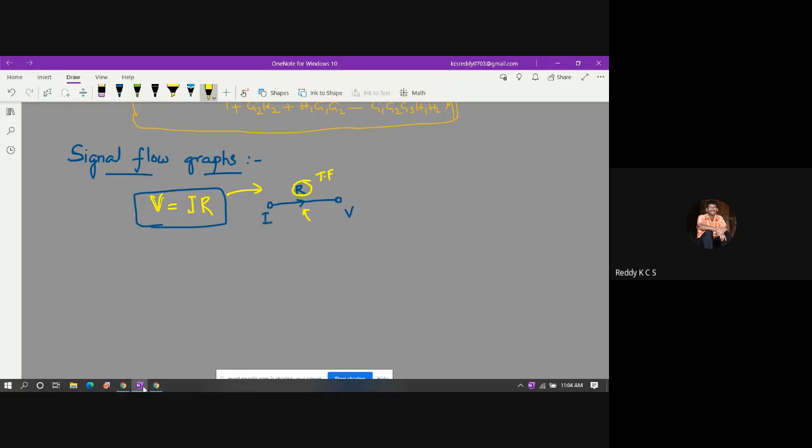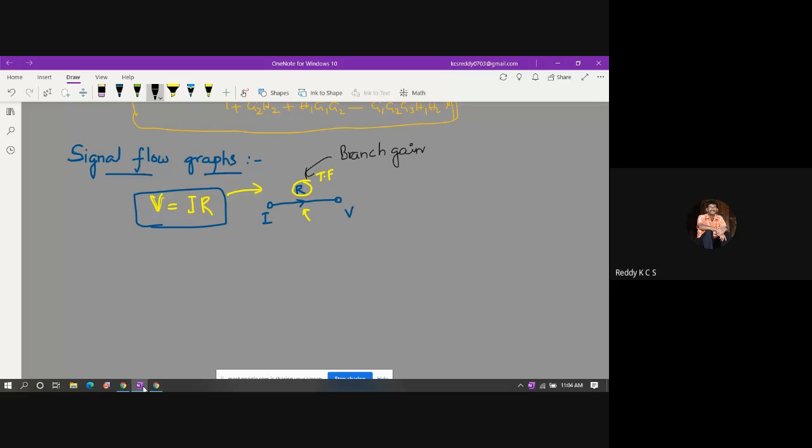So that's why this is called a branch gain. It also has another name. You can call it a branch transfer function or a branch gain. We have a number of names.